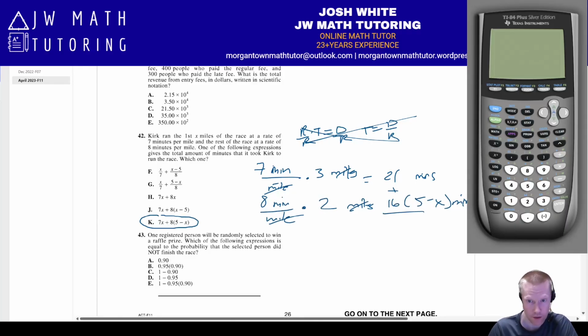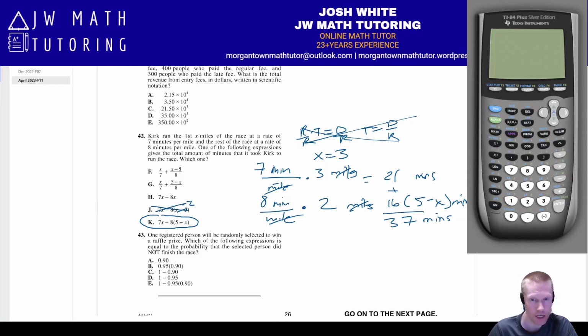Just 8 times 2. So total time overall, 37 minutes. Now you just go through all these answer choices, plugging in 3 for x, and only one of these is going to equal 37. If you do it in J, it's 3 minus 5, which is -2, and this is going to give you a negative number, which doesn't make sense. Or actually, no, it won't give you a negative number because it'll technically be 7 times 3, 21, minus 16, so it would be 5, which is wrong.